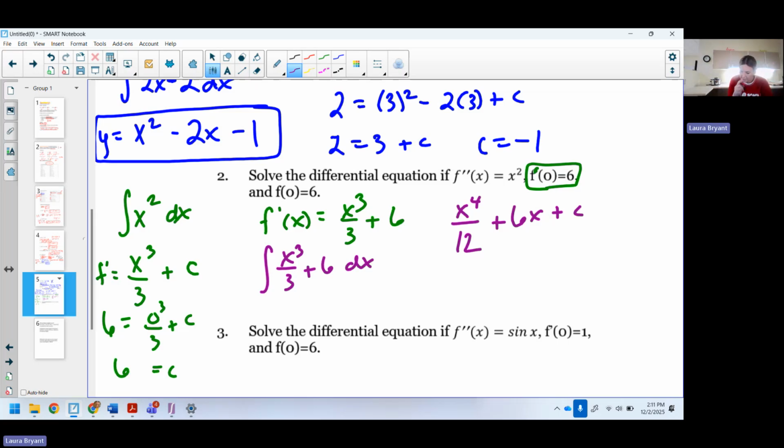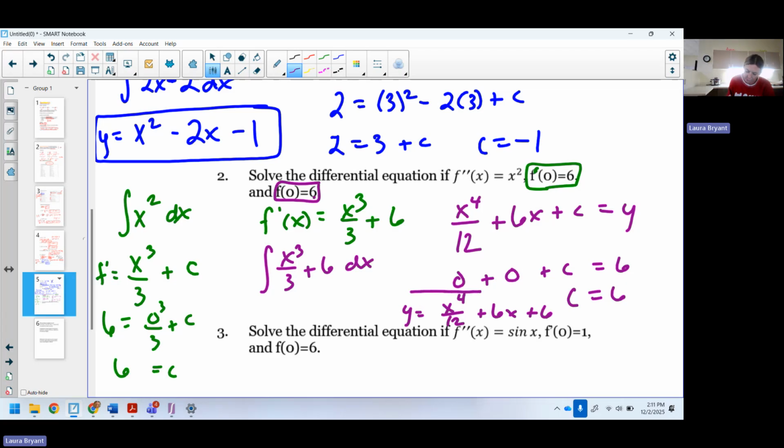6 will go to 6x plus c. Then I use this ordered pair, which is also 0, 6. That's going to give me my original. So 0 plus c equals my y value of 6. So c is 6. And I just update my equation with 6 in there. So x to the 4th over 12 plus 6x plus 6. That's my final answer for the original.